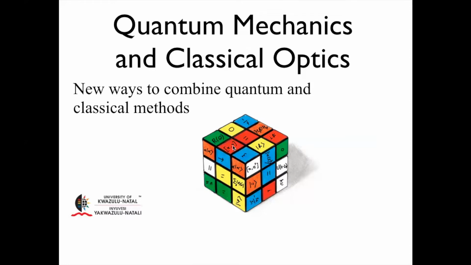And maybe you've seen it before, but on this Rubik's Cube, there are formulas from quantum mechanics and formulas from optics, classical optics, that is. And here you see, for example, the commutator of position and momentum is equal to, and here is a field with i times h bar.